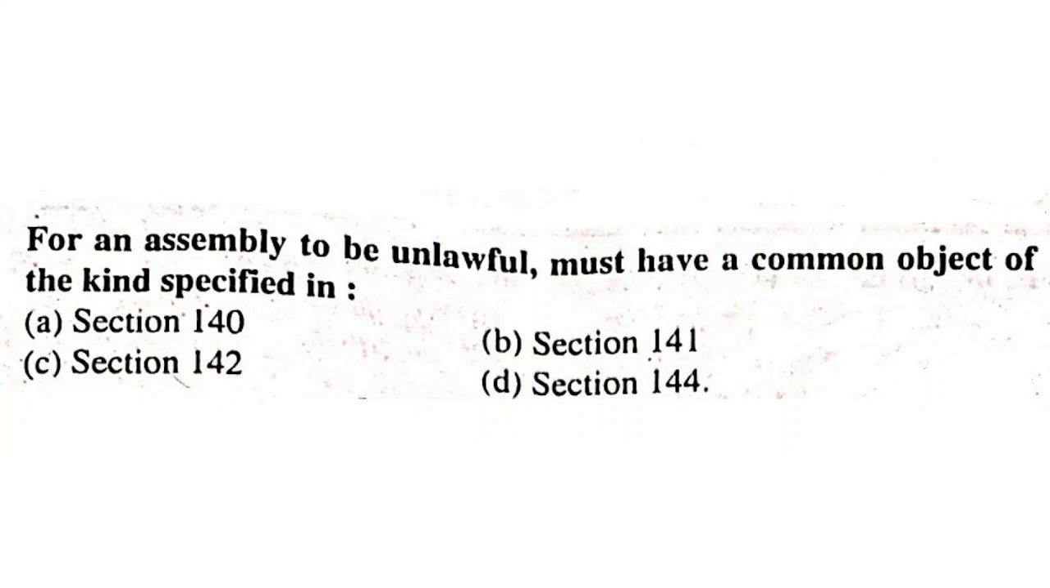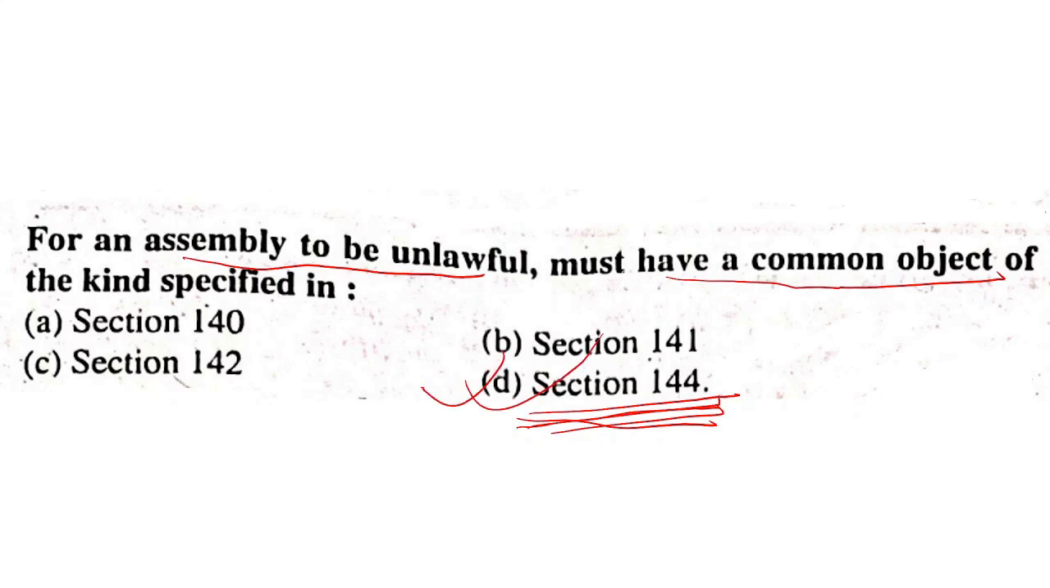For an assembly to be unlawful, it must have a common object of the kind specified in section 140, section 142, section 141 or section 144. It is in section 144. For an assembly to be unlawful, that is unlawful assembly, which is defined under section 149, it must have a common object of the kind specified in section 144 of the IPC.